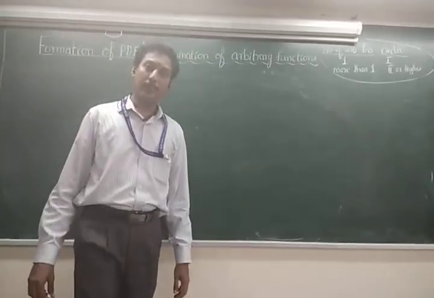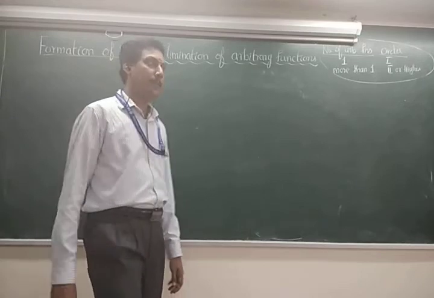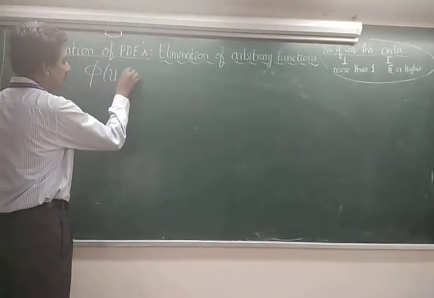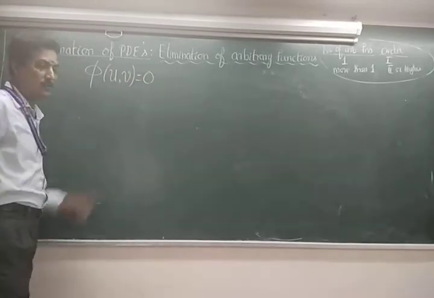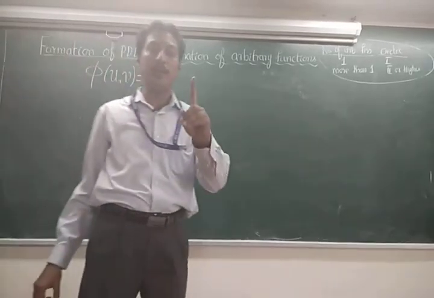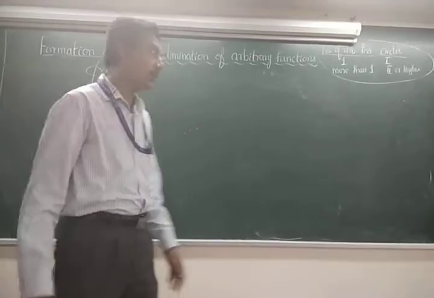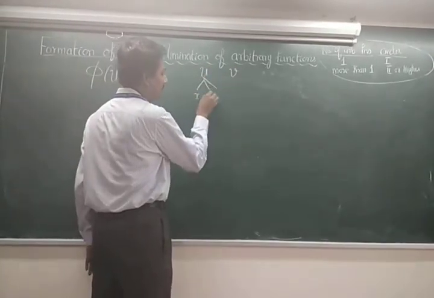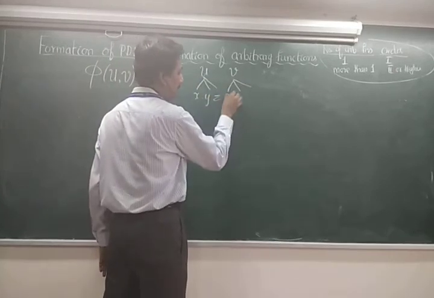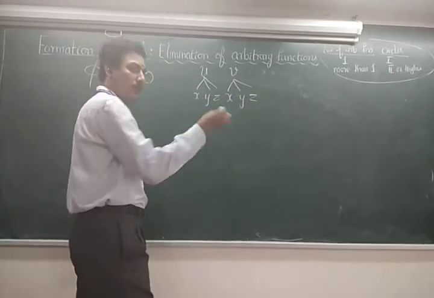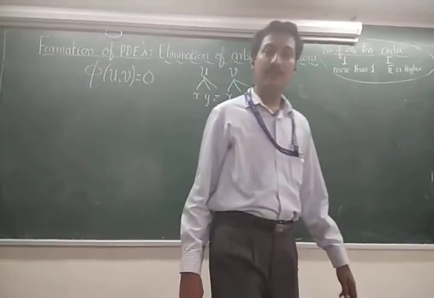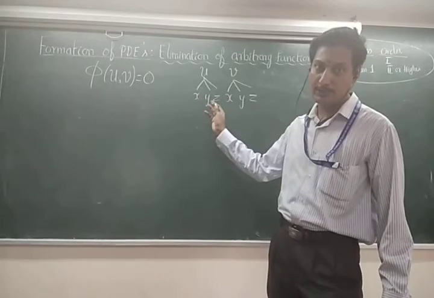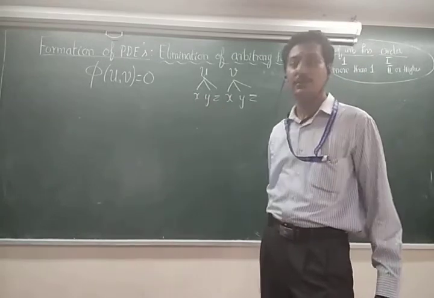Once the problem is given in the form of phi of u comma v equal to 0, what's the phi? Phi is only one arbitrary function. What about u and v? U and v are the functions of x, y, z. Even x, y, z means x, y, z, because there is a function of x and y. So maybe z is present or maybe not present. It's implicit or explicit, it doesn't matter.